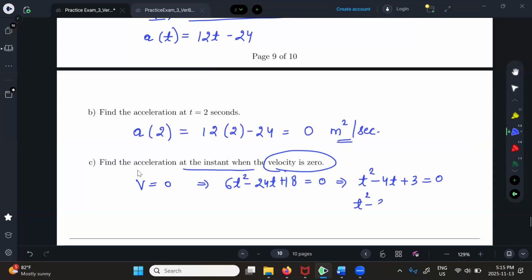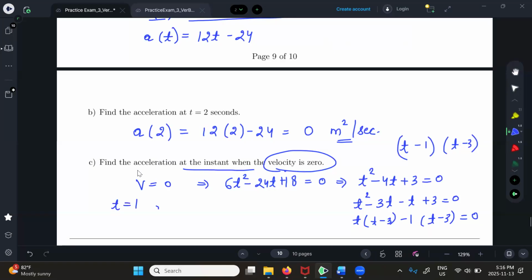So t square minus 3t minus t plus 3. I am splitting the middle term. I have a video on this already from exam 1, so watch my video if you want to do this. I've got t minus 1, t minus 3, right? The velocity is 0 at time equals 1 and time equals 3.